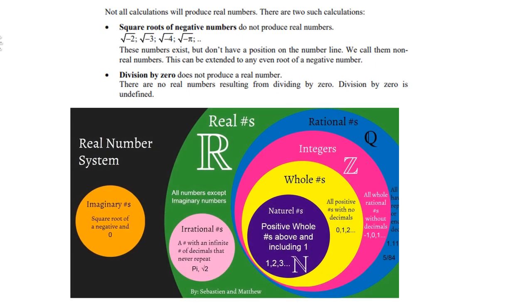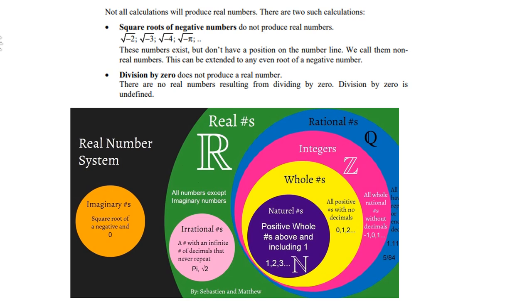Not all calculations will produce real numbers. There are such examples as the square root of a negative number. You can try this on your calculator and you will notice that there are no solutions to the square root of negative numbers, so they do not exist. Or division by zero does not produce a real number. So please check this on the calculator and make double sure.